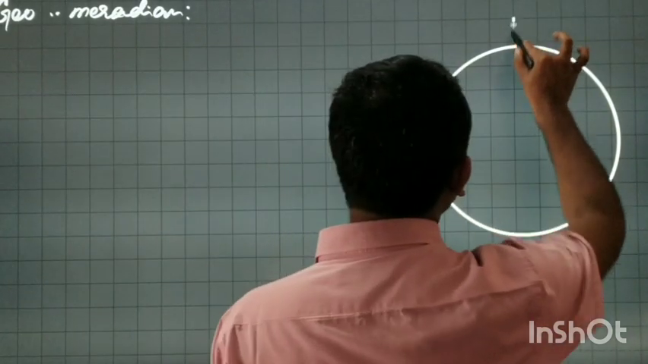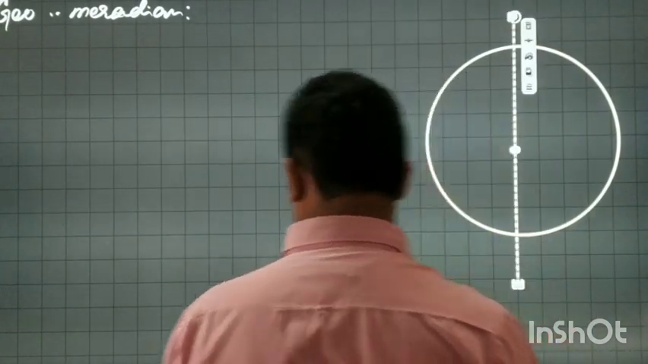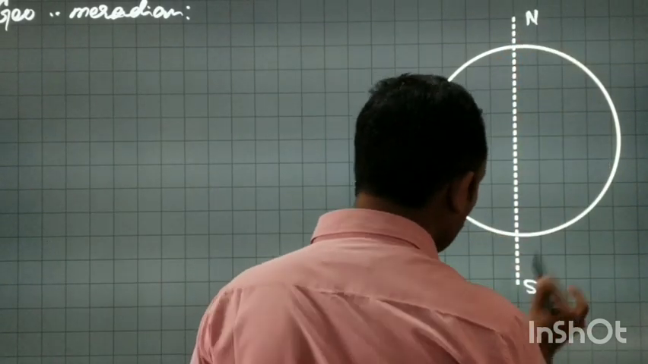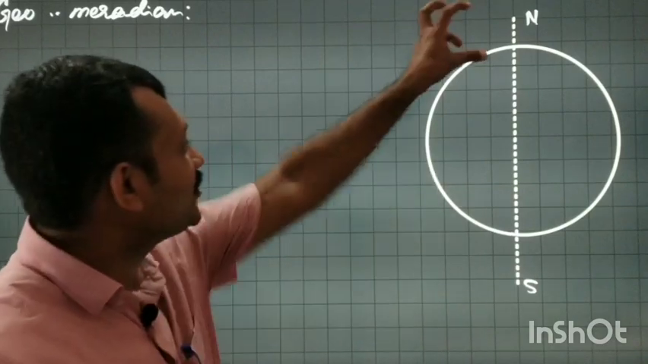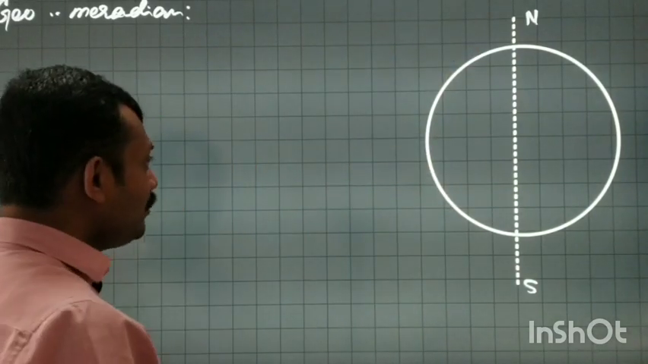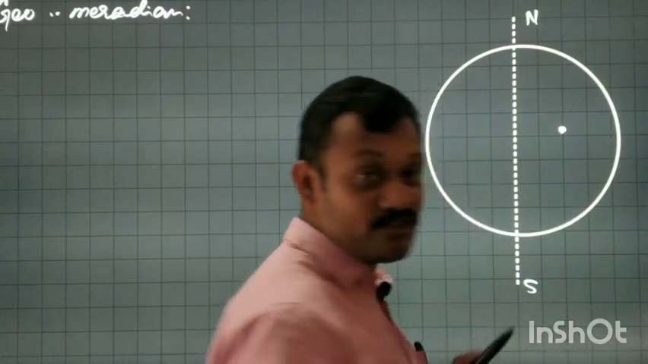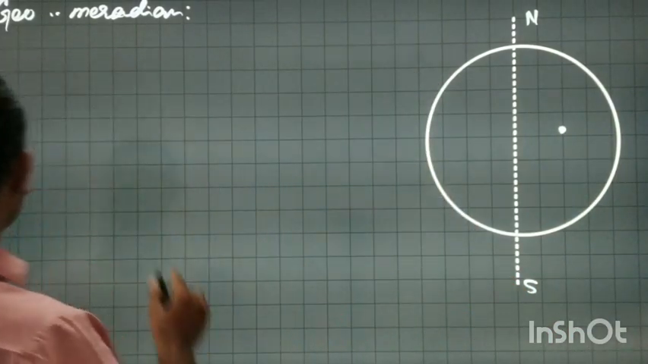This is the north pole of Earth, and this is the south pole of Earth. North pole and south pole. Now suppose that I am standing here and I want to construct a geographic meridian.